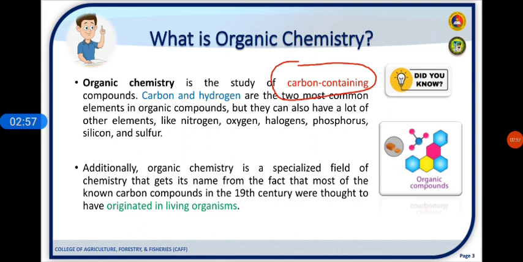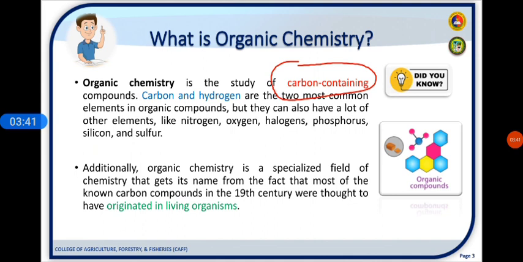I repeat, although organic compounds, or the compounds that we are going to study in organic chemistry, contain carbon, not all compounds that contain carbon are organic. Okay? Not all carbon-containing compounds are organic. So what are examples of compounds that contain carbon but are not considered organic? They are carbides, carbonates, and cyanides. They are not organic even if they contain carbon. Okay? So please take note of that.